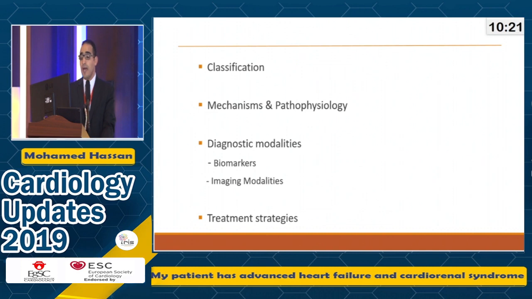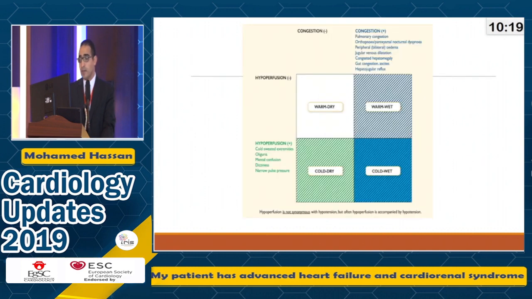What about treatment? How can we treat those patients? We know in acute heart failure and cardiorenal syndrome type 1 it is very important to assess the volume status, as we know, and the degree of perfusion to categorize the patient as either warm wet, warm dry, cold dry, or cold wet. If the patient is congested with evidence of volume overload, we can start diuresis and may use some vasodilators. If the patient shows signs of hypoperfusion, he will need inotropes and vasopressors.